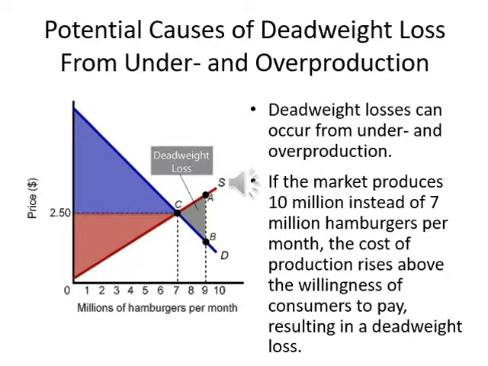Potential causes of deadweight loss from under and overproduction. Deadweight losses can occur from under and overproduction. If the market produces 10 million instead of 7 million hamburgers per month, the cost of production rises above the willingness of consumers to pay, resulting in a deadweight loss.